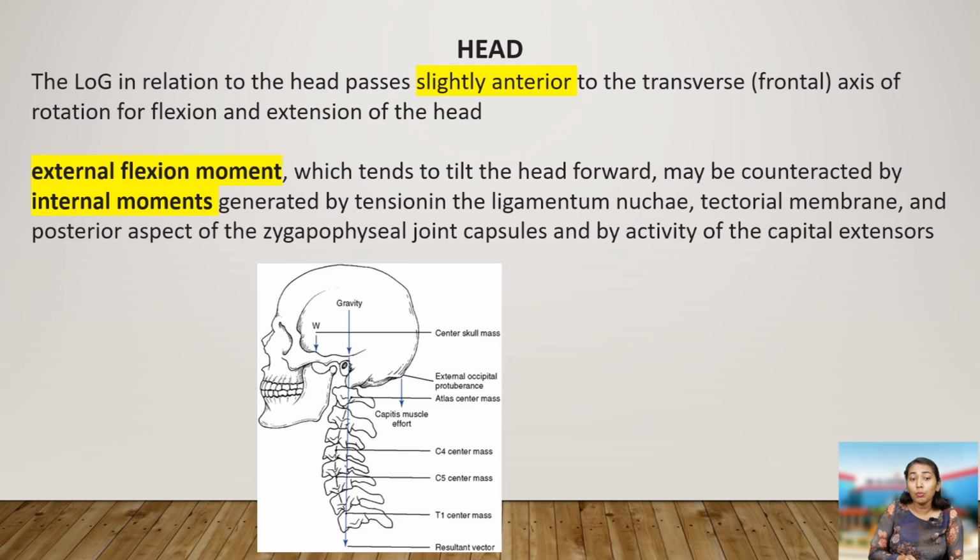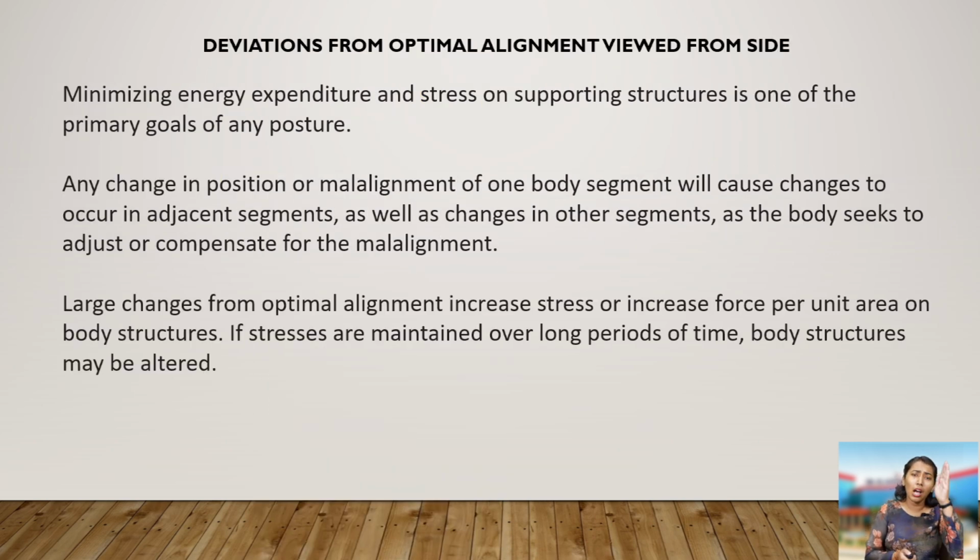So the external movement is flexion, which has been counterbalanced by the internal movements generated by the ligamentum nuchae, tectorial membrane, posterior aspect of the zygapophyseal joint capsules, and the activity of the capital extensors. So there is an external flexion movement which has been counterbalanced by the extensors. So this entire segment was how the line of gravity goes in an optimum posture at different joint axes.